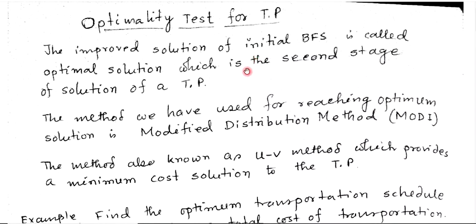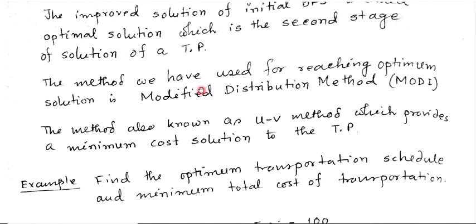Good afternoon everyone. Here we are discussing the optimality test for the transportation problem. Using the northwest corner rule, least cost entry method and then the VAM method, we solve for the initial basic feasible solution. The improved solution of the initial basic feasible solution is called the optimal solution, which is the second stage of the solution of a transportation problem.